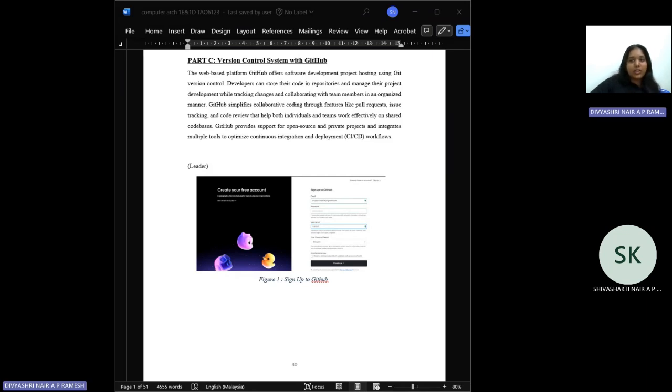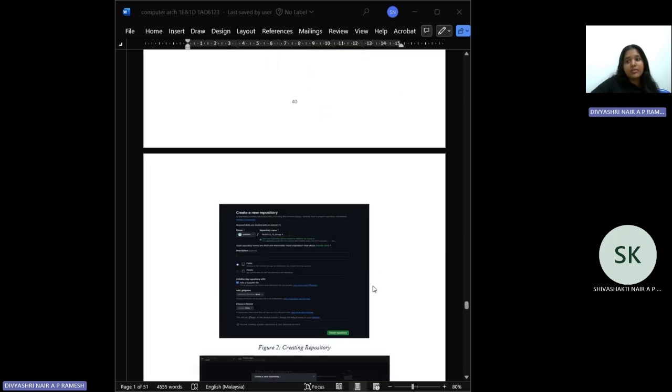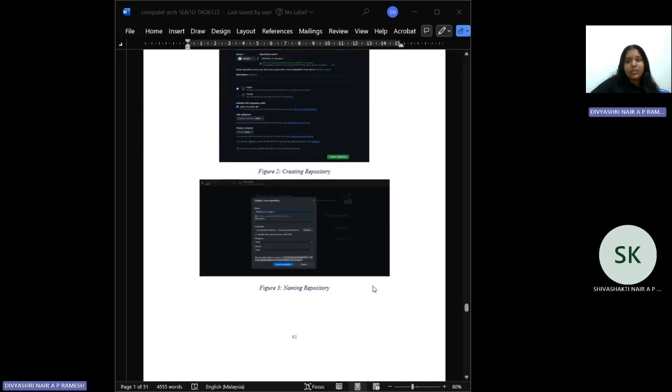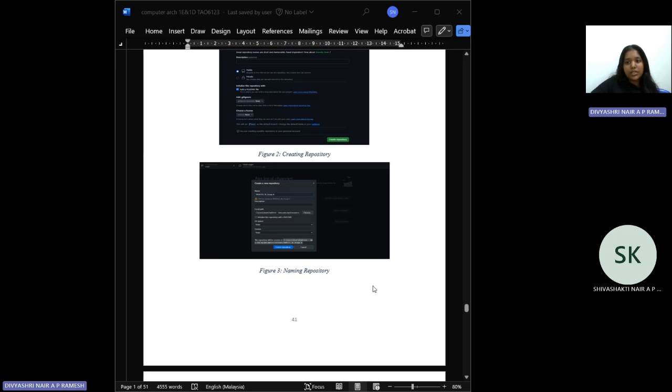To organize our computer architecture group project effectively, we use GitHub as our version control system. As shown in Figure 1, we begin by signing up for GitHub accounts, which give each team member access to collaboration tools. Next, in Figure 2, we created a new repository. This acts as the main folder to store and manage our files and code. In Figure 3, we named the repository to match our project, making it easy to identify and track.